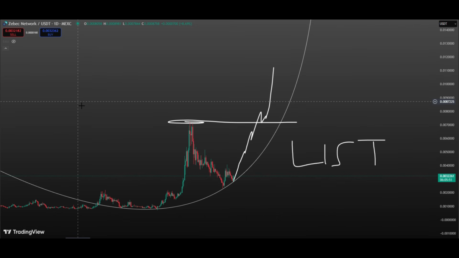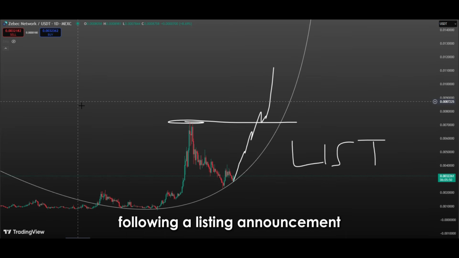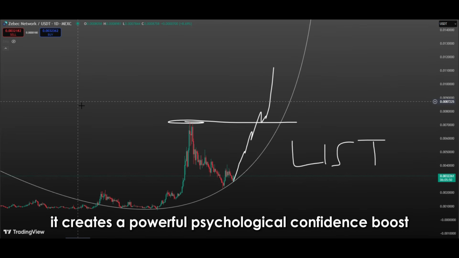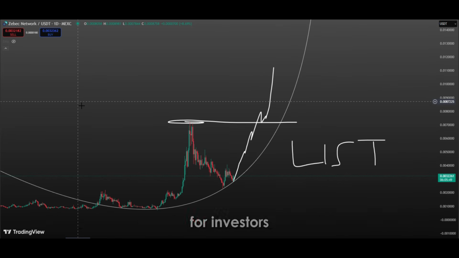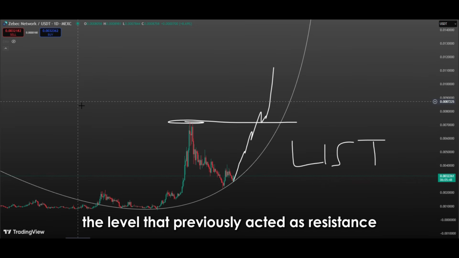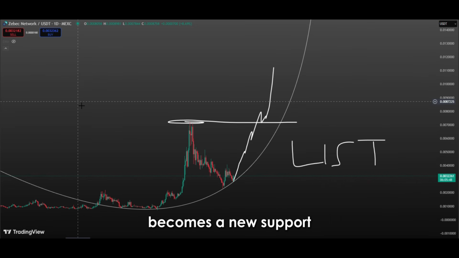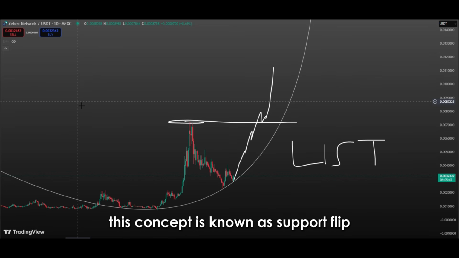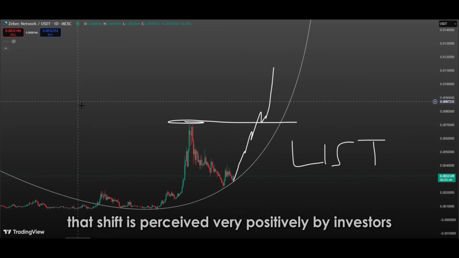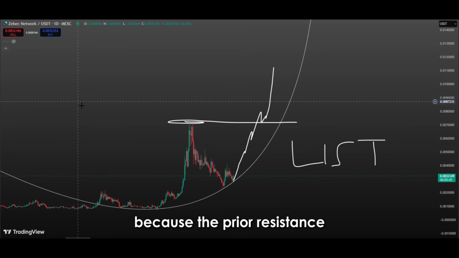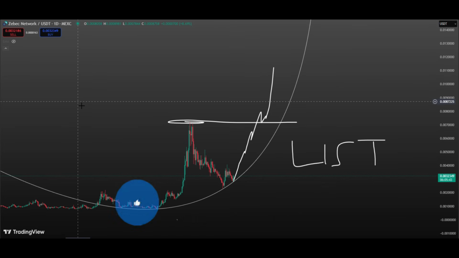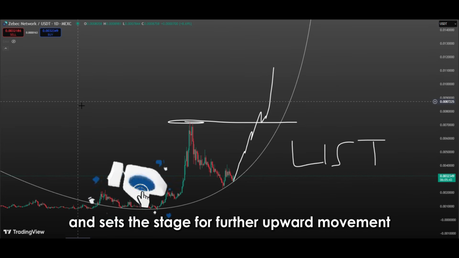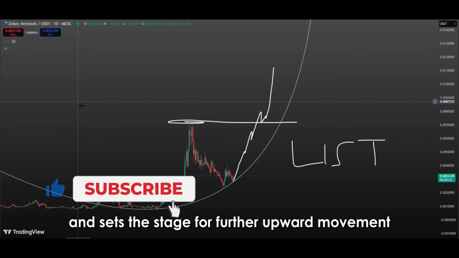discovery phase. When the price breaks the peak following a listing announcement, it creates a powerful psychological confidence boost for investors. The level that previously acted as resistance becomes a new support. This concept is known as support flip. That shift is perceived very positively by investors because the prior resistance zone becomes a reliable floor, even if the price retraces. It encourages new entries and sets the stage for further upward movement.